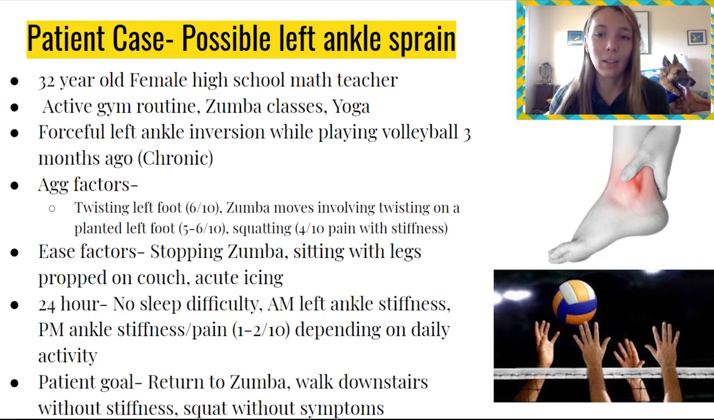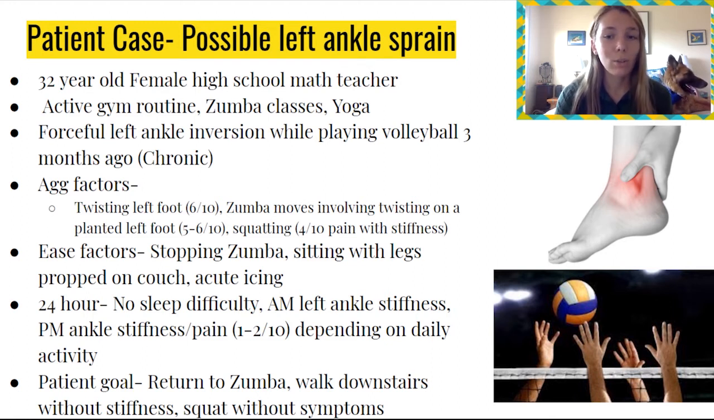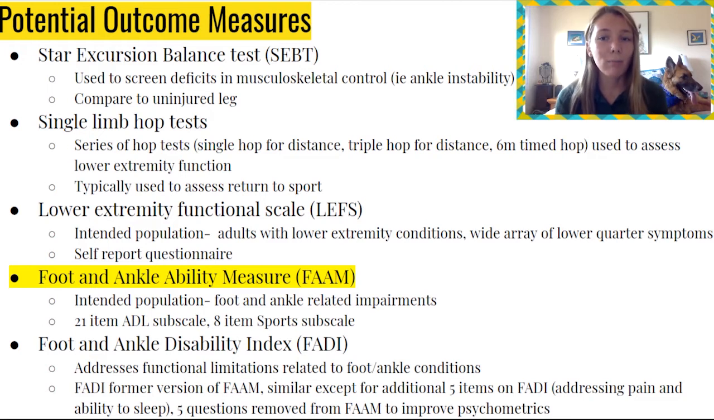The 24-hour model of our patient's symptoms include morning left ankle stiffness and evening ankle stiffness, and up to a 1 or 2 out of 10 pain, depending on daily activity. She noted no sleep difficulty. Our patient's goals include returning to her Zumba routine, being able to walk downstairs without stiffness, and squatting without symptoms. We have looked at 5 possible outcome measures that we would use for our patient.